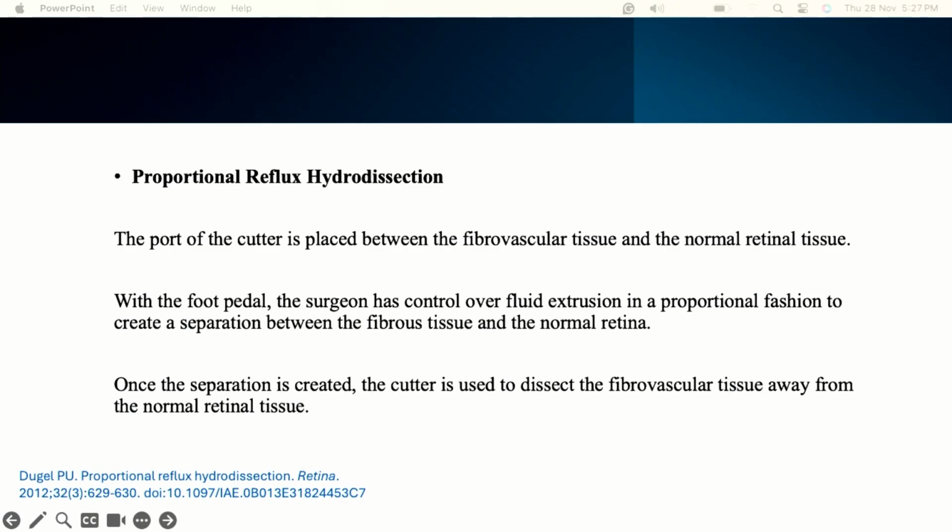Another technique described is proportional reflex hydrodissection. The port of the cutter, similar to the viscodissection, is placed between the fibrovascular tissue and the normal retina. And with the foot pedal, the surgeon has control over the fluid which comes out in a proportional fashion to create a separation between the fibrous tissue and the normal retina. So once a separation is created, the cutter can be used to dissect the fibrovascular membranes away from the retina tissue.